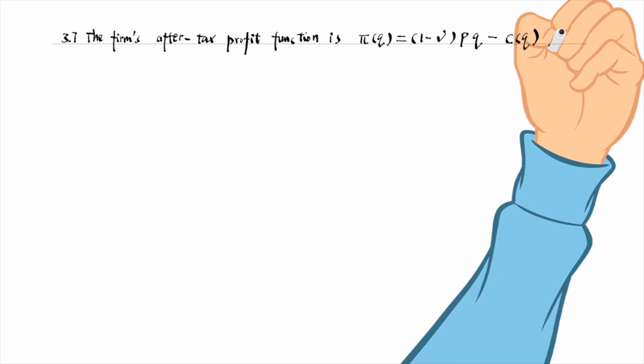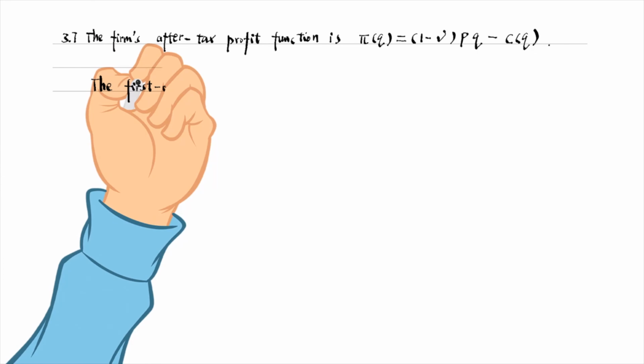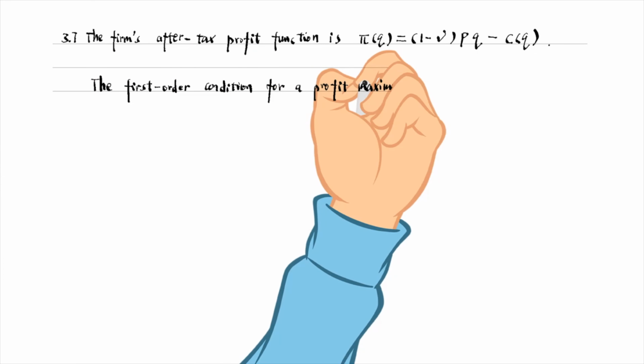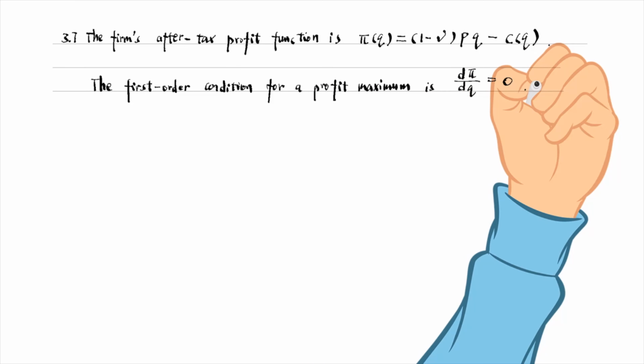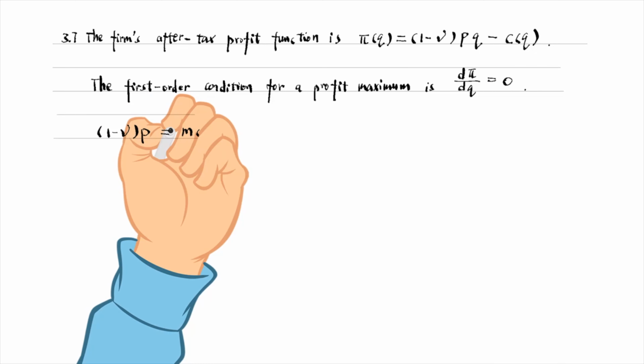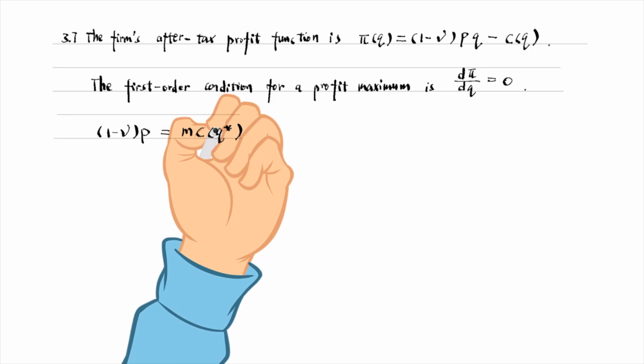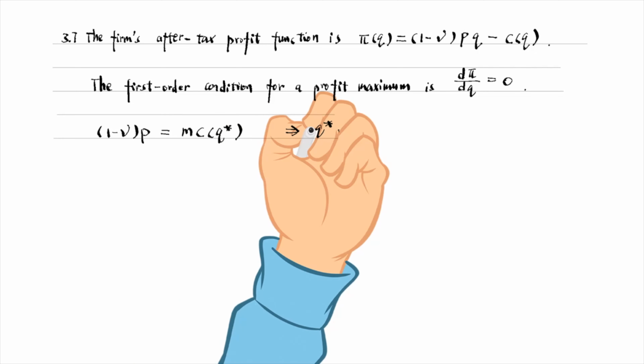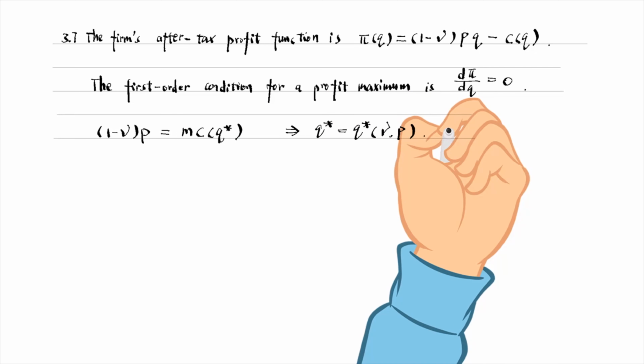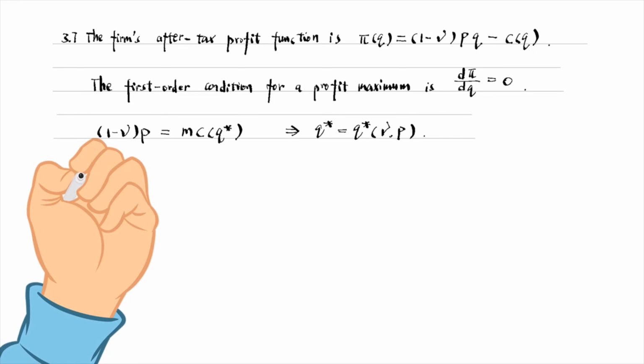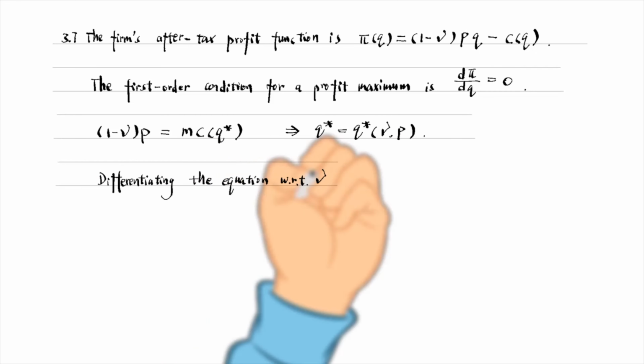The firm's after-tax profit function is as follows. The first-order condition for profit maximum is the first derivative of pi with respect to Q equals 0. It gives (1 minus nu) times the market price equals the firm's marginal cost at the profit-maximizing output Q star. From this equation, we can solve for Q star in terms of the ad valorem tax rate nu and market price P. To find out how the output changes with nu, we can differentiate the equation with respect to nu.